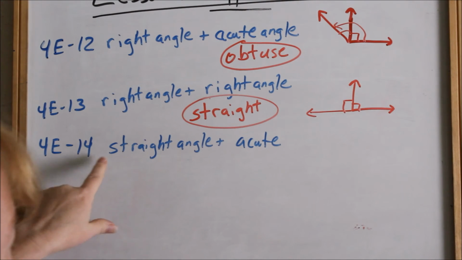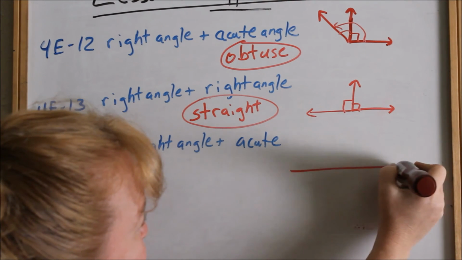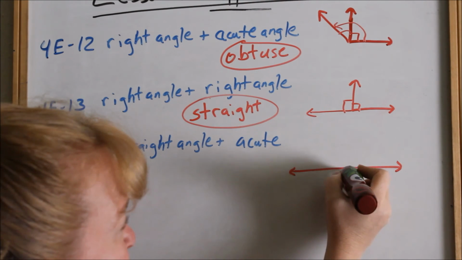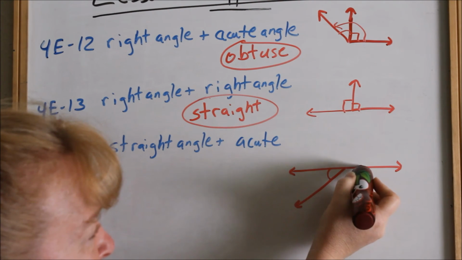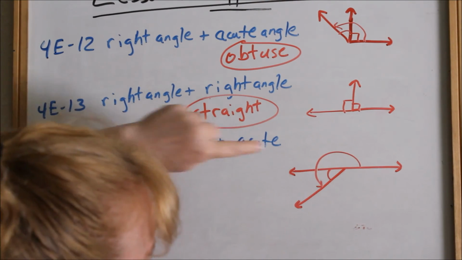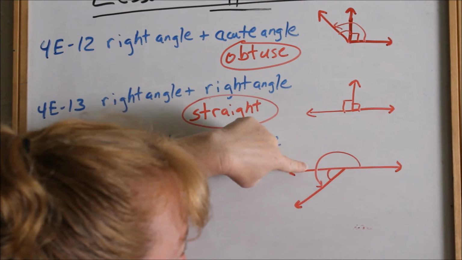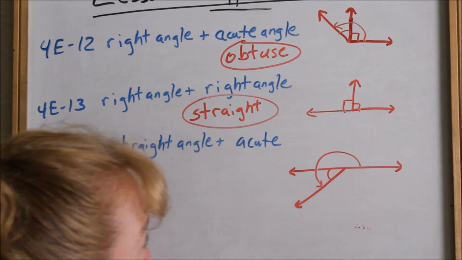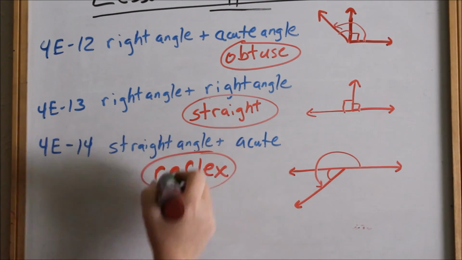4E number 14, if you have a straight angle plus an acute angle. So that's my straight angle, a straight line. Straight angle is a straight line. Now let's put on another acute angle. See, that's acute because that's less than 90. So if I go all the way from the start to here, what kind of angle have I formed with this large red arc? That would be a reflex angle. 180 plus something smaller than 90 is bigger than 180, and something bigger than 180 is a reflex angle. So that would form a reflex angle.